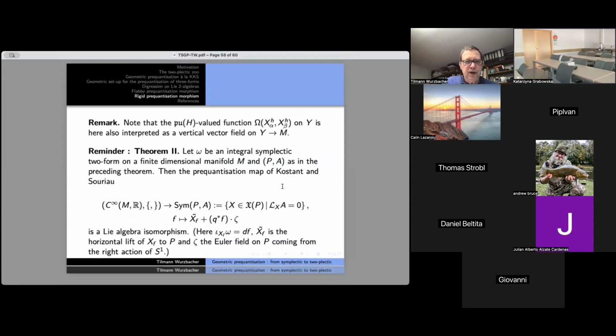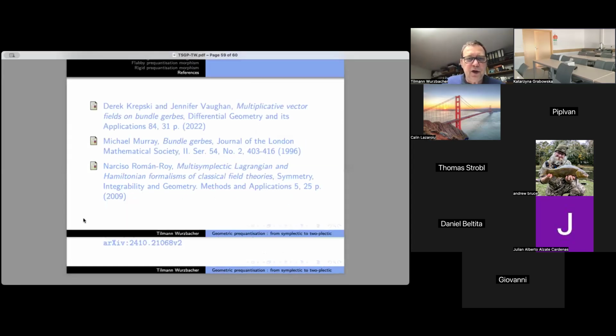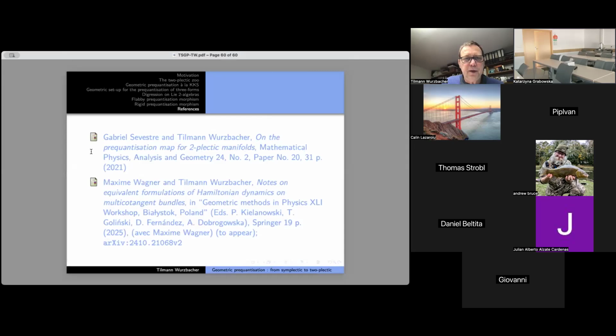I just give the references. There is a parallel work, which is a little bit differently formulated, of Krebsky and Warhan. They don't speak of geometric prequantization, but they do similar things in a very related language, a little bit different. This is a classical Murray paper. This is one of the papers which describes the first part, the motivation. This is the paper I discussed today. And this is a paper which also discusses the motivation. So, okay, I will stop there.